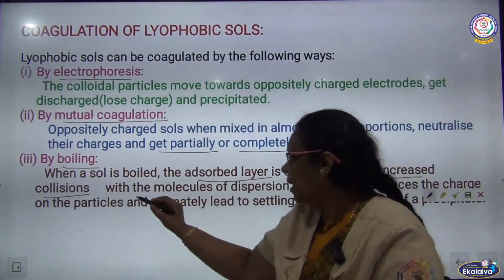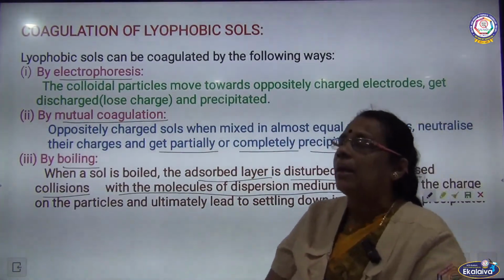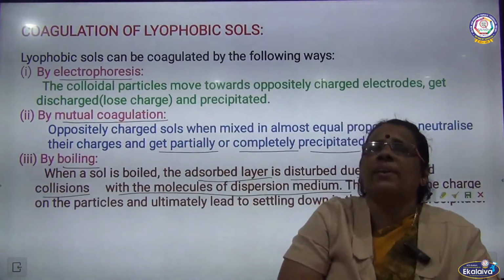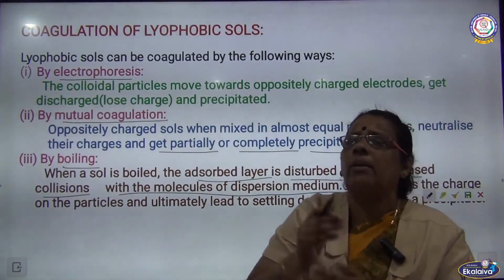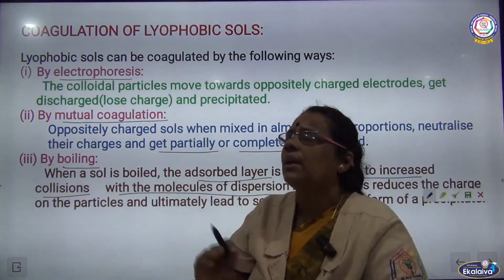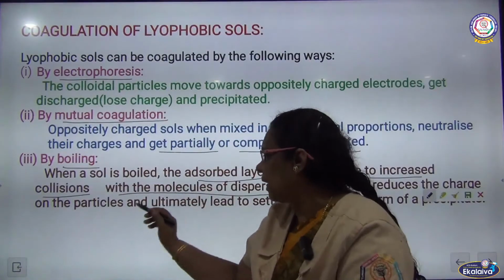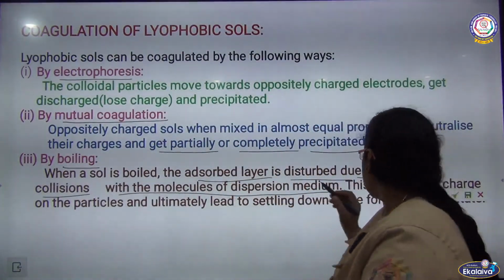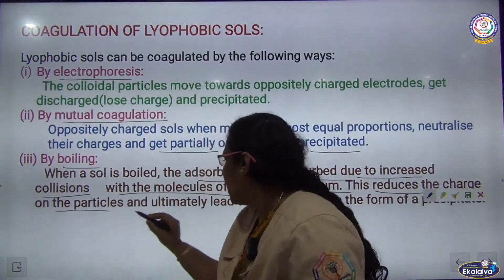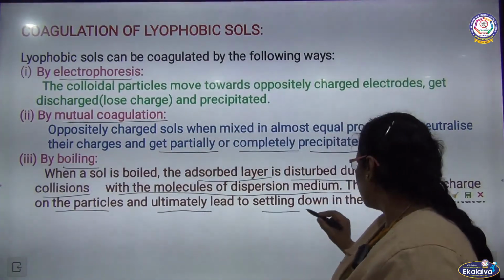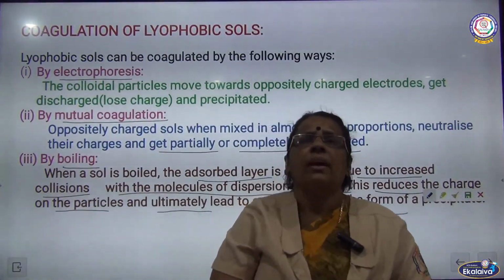So what is happening with the molecules of the dispersion medium? The particles that are present at the surface of the colloidal solution will lead to so many collisions. Those particles get collided with the particles of the dispersion medium. Therefore, this reduces the charge on the particles and ultimately leads to the settling down in the form of a precipitate.